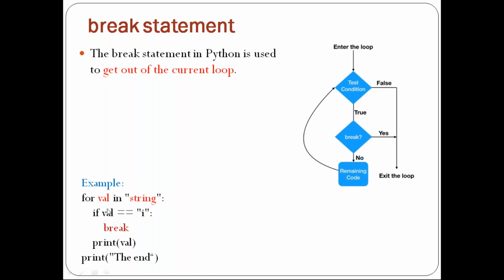Next one: see here, we have the for loop, and we are comparing, and when the value equals i, then it will come out from the loop, so that we will be getting only the output S, T, and R.